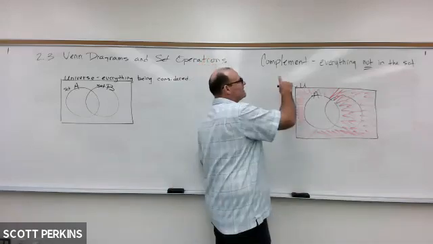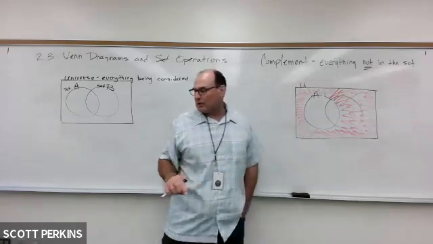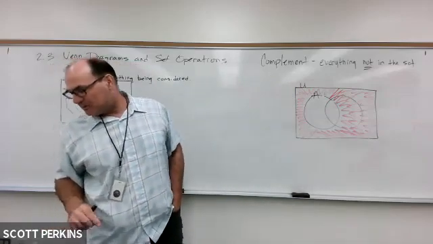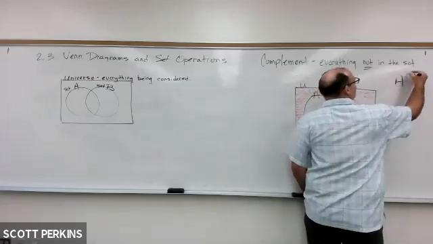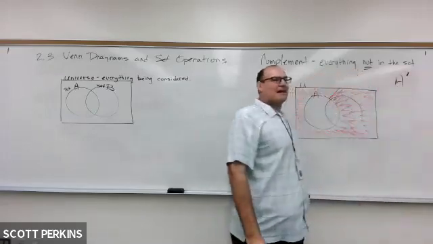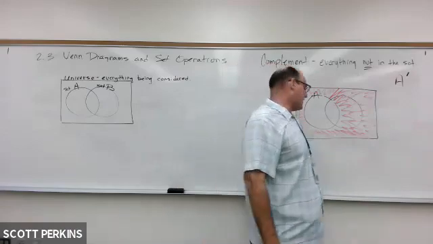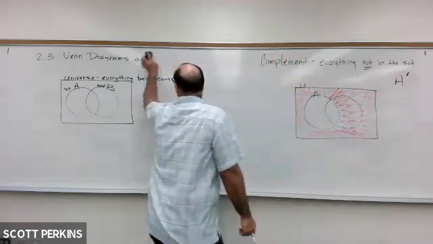The complement, the symbol that we are going to use, in math, there are two symbols. Our book uses this. We use A with a little apostrophe right there. That means the complement. That means everything outside of set A.